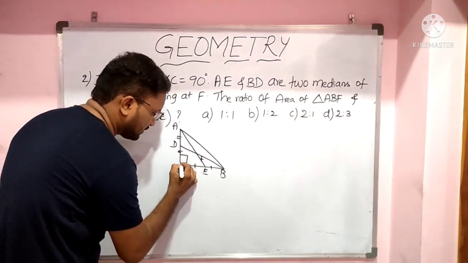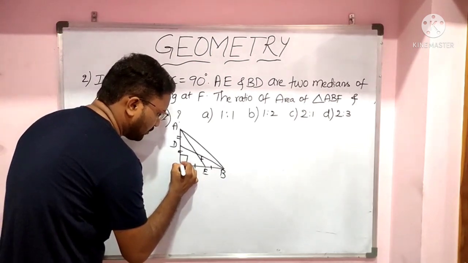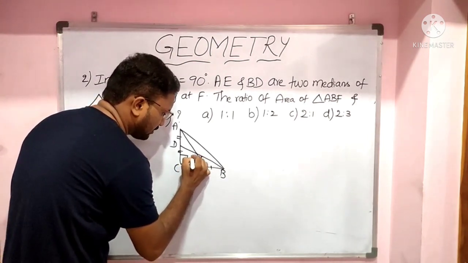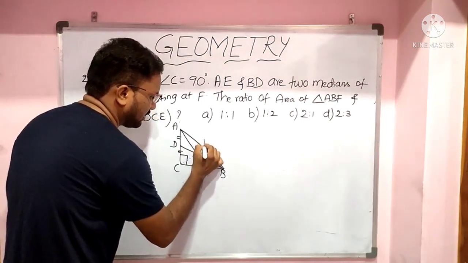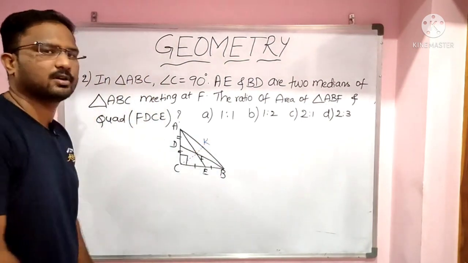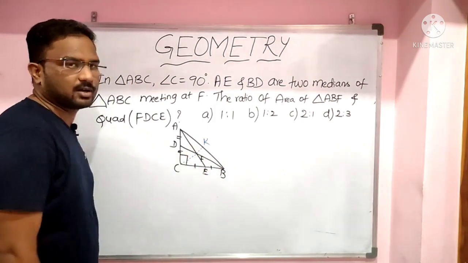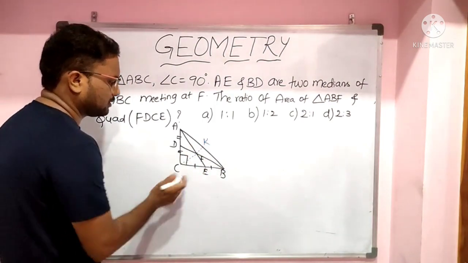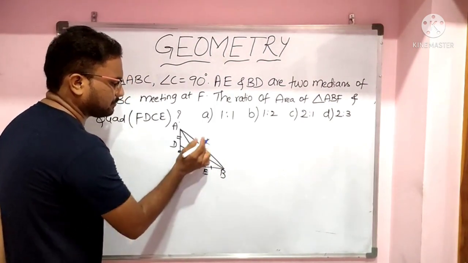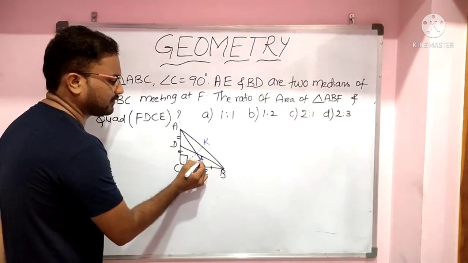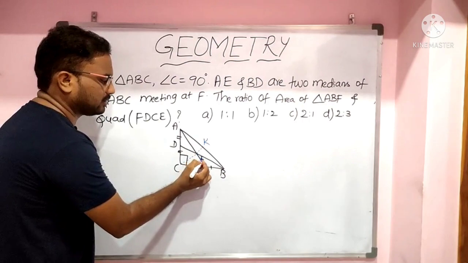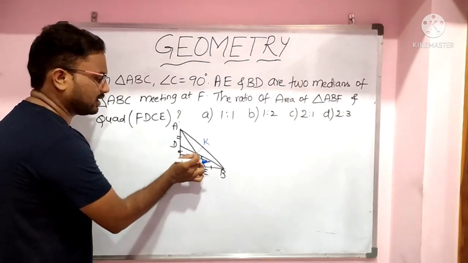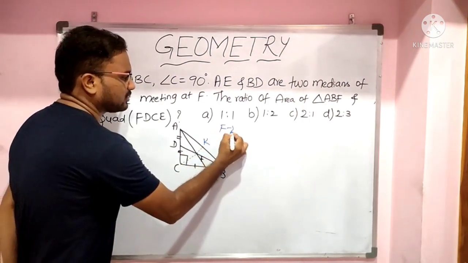Here I will draw one more median from C. Let us say this is K. CK is one more median, and this median passes through the centroid. F is the centroid because all are medians, and the meeting point of medians is the centroid.